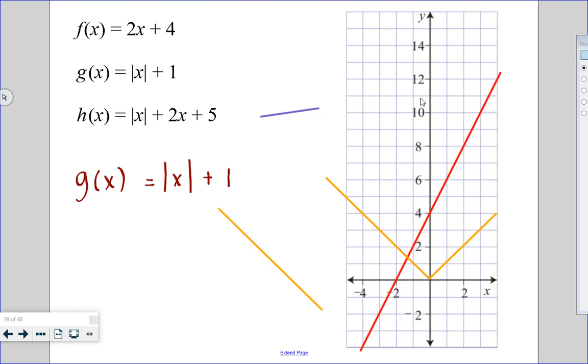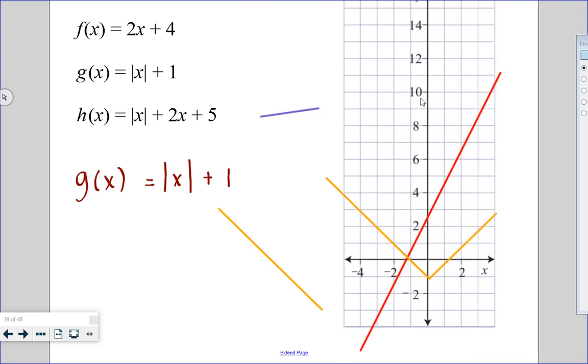We're not using the table of values to graph this one either. We're just using our knowledge of math. The table of values is there for a different reason. Well, the absolute value of x looks like that. The absolute value of x plus 1 will be that shifted up 1. That's all. And I'm using very basic functions here.